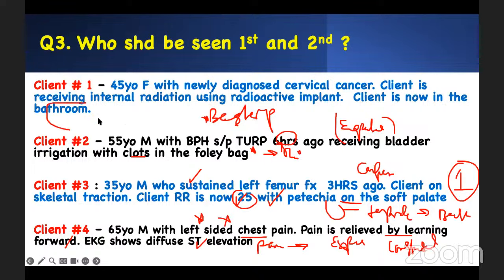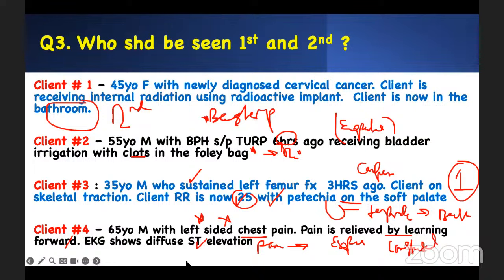This lady in the bathroom is not supposed to be in the bathroom. It's going to make things bad. So we got to see that one second. If there were no number 3, that would be number 1. If number 3 was not there, I would have picked number 1 because it's a safety exposure issue. The whole hospital is in trouble. We got to get rid of the lead and radiation. So this is number 2.